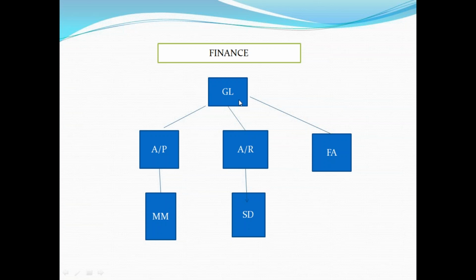So ultimately, wherever a transaction happens, it is updating the GL module. If you take materials management, any movement or transaction in MM will update the GL module through AP, accounts payable. In the same way, the SD module will update the GL module through AR. So this is about the finance module.